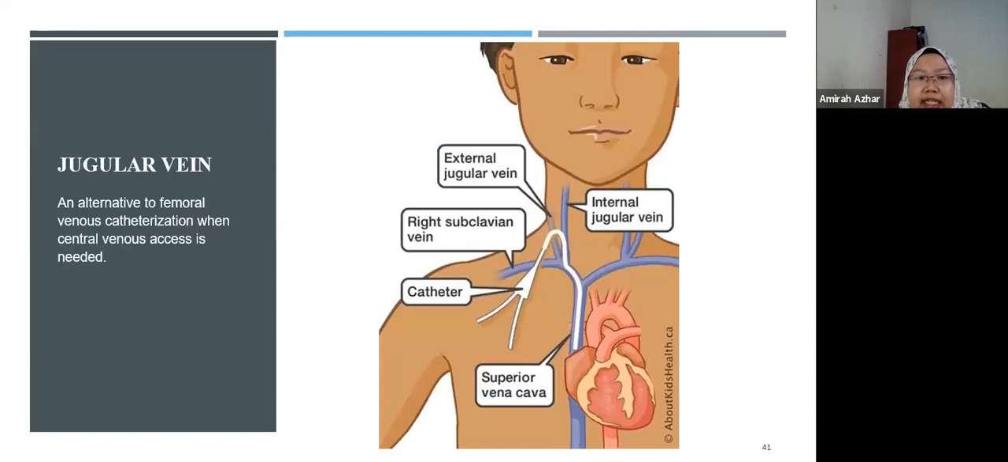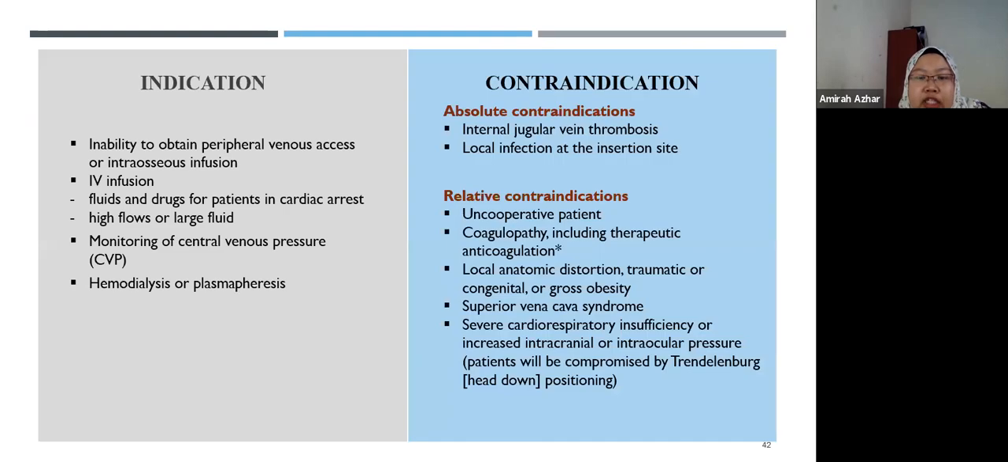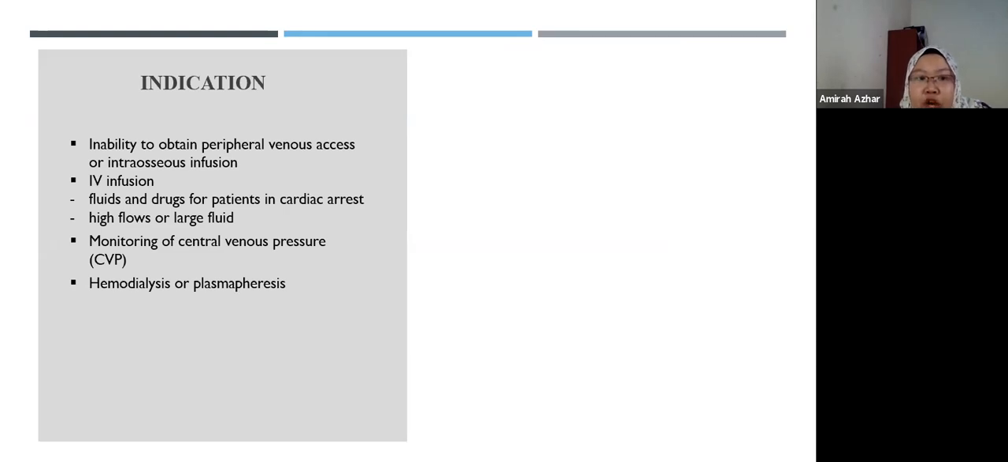The last part is jugular vein. This location is at your neck, and it is one of the alternatives to femoral venous catheterization. Next, the indication is for those who have the inability to obtain peripheral venous access or intraosseous infusion. They can also insert the IV infusion like PICC and also femoral vein.